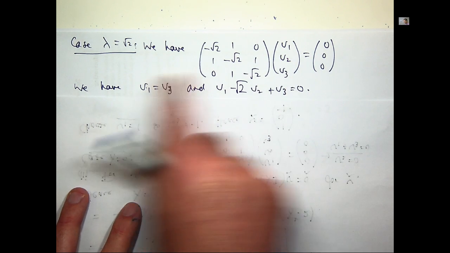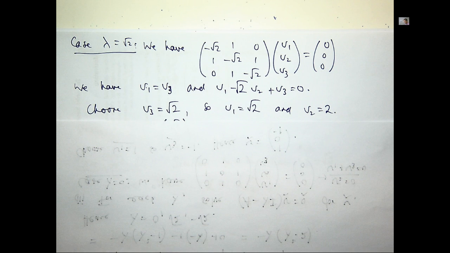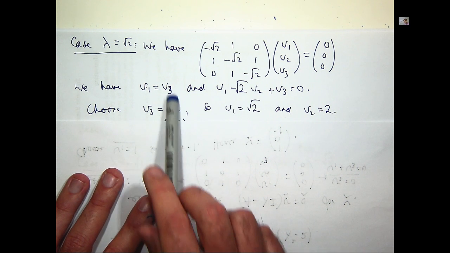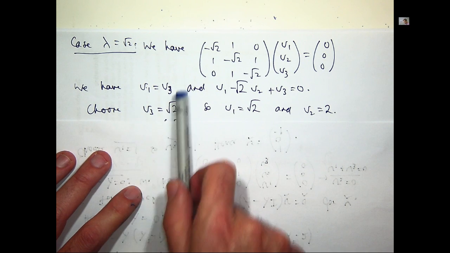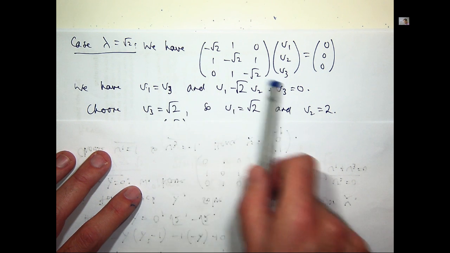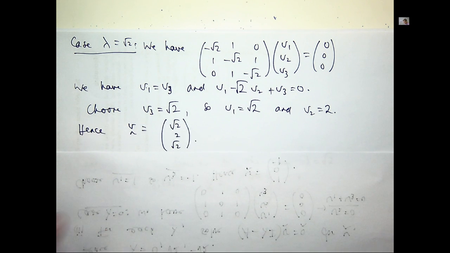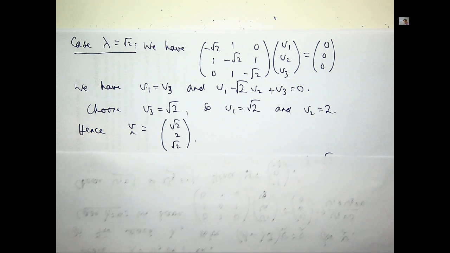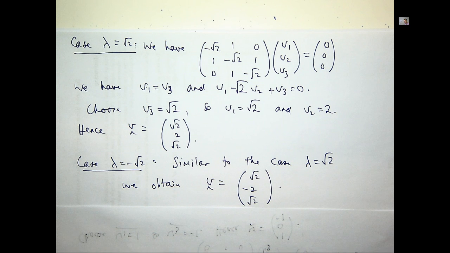Now the middle row is going to give me 1 v1 minus root 2 v2 plus 1 v3 equals 0. So based on these two pieces of information, let's see if we can come up with an eigenvector. Well, I've gone over here and I've chosen v3 to be root 2. Now, I've just chosen root 2 there because the numbers work out a little bit more rounded. You don't have to choose root 2. Okay, so if v3 equals root 2, v1's got to be root 2, and then I can plug these in and get v2. Okay, so I can write this as a vector. That's my eigenvector. And the last case is lambda equals minus 2. So I won't discuss that, but it's very similar, and you can come up with an eigenvector like that.